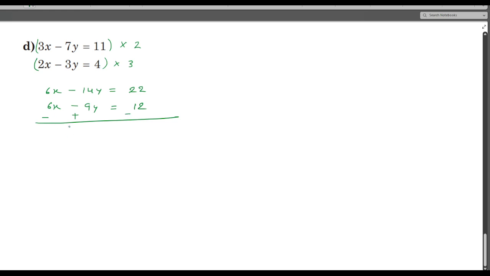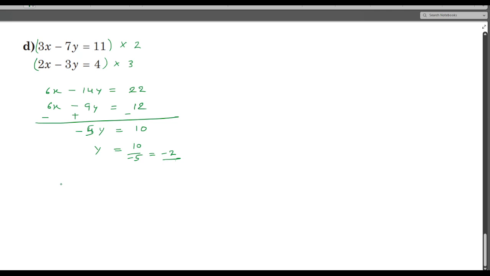Right? So therefore its name is the elimination method. One variable eliminates after addition or subtraction. So 6x minus 6x will cancel. Minus 14y plus 9y will give me minus 5y, and here 22 minus 12 will give me 10. So y is equal to 10 divided by minus 5, which is equal to minus 2. So the value of y is minus 2.